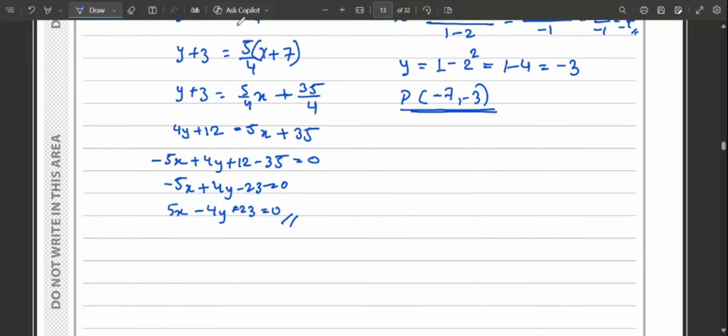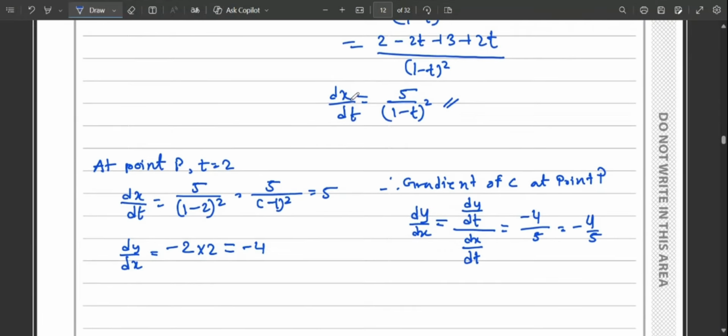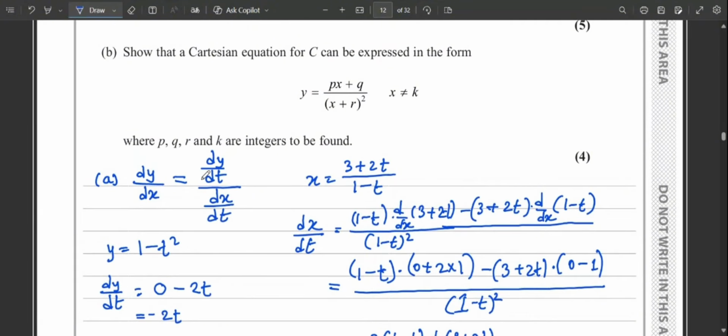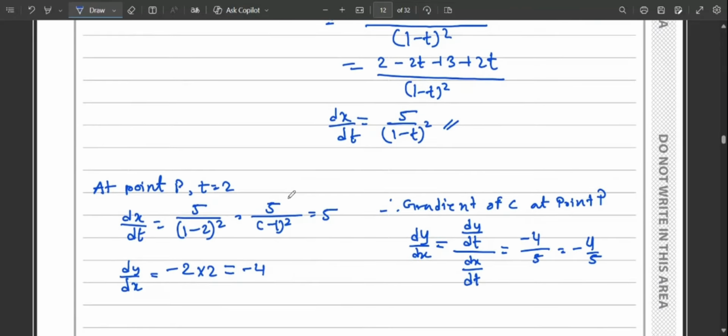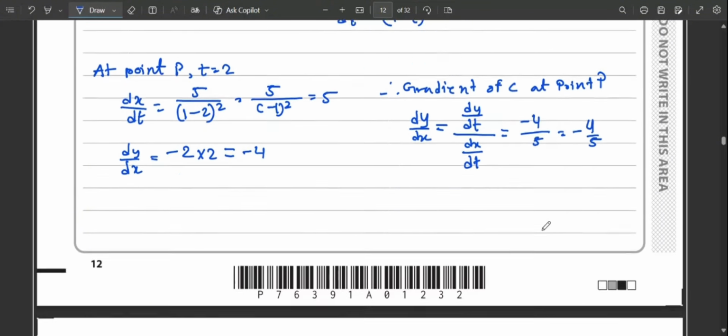So this was the process for finding the equation of the normal. At first, we figured out an expression for dy by dt and dx by dt, and we used those expressions to find the value of dx by dt and dy by dt at t equals 2, basically at point P. Then we used those values to find dy by dx, and we used dy by dx to find the gradient at point P.